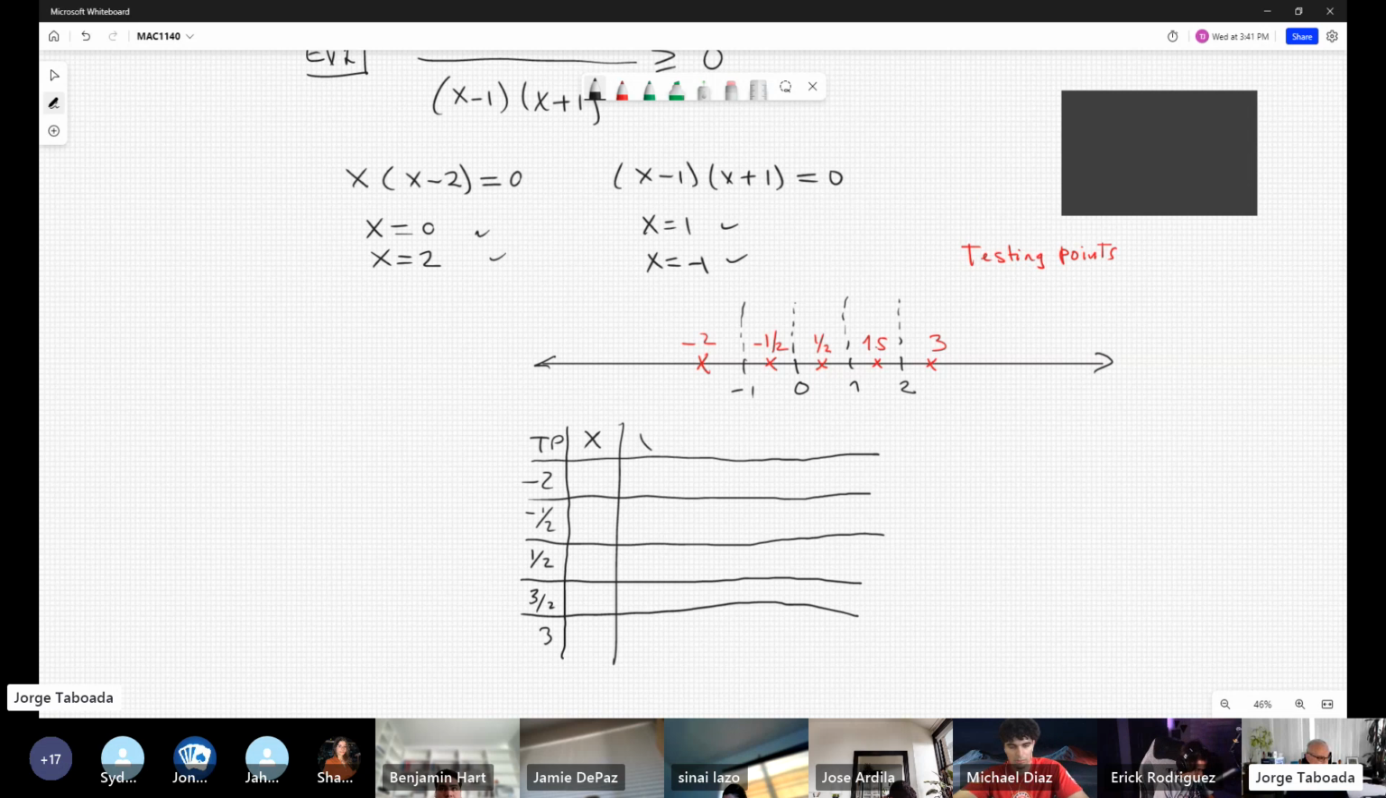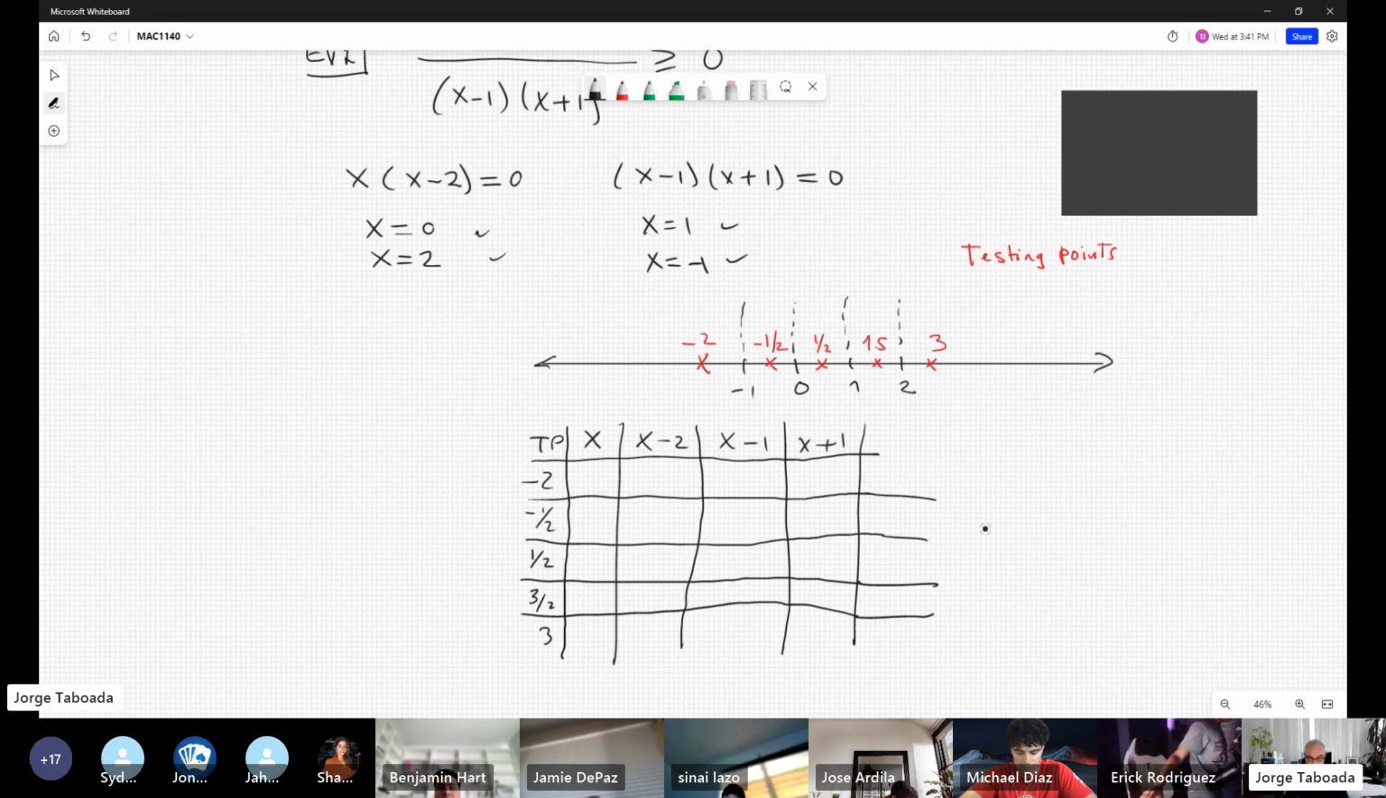X - 2 is the second. X - 1 is the third. X + 1 is the last one. And you attach 1 extra column in which you condense all the information about the sign. It's called total, I call it. Okay, so now plug it in.